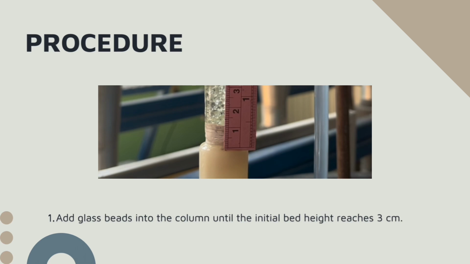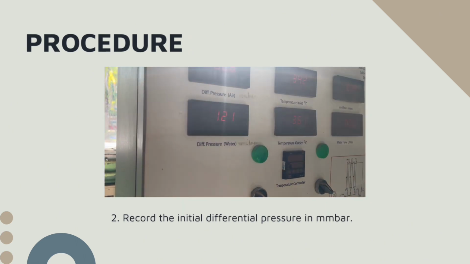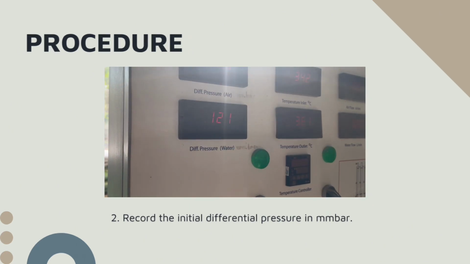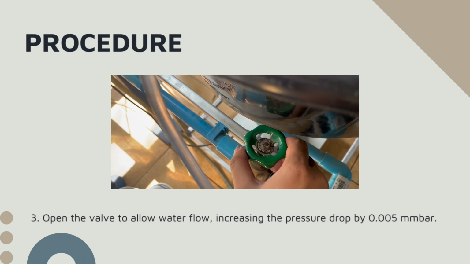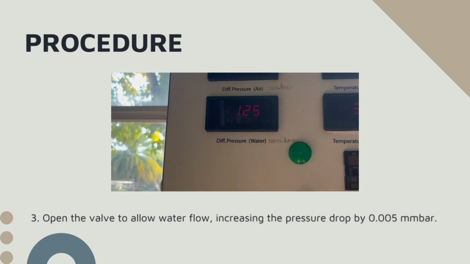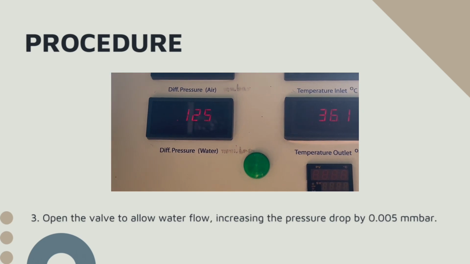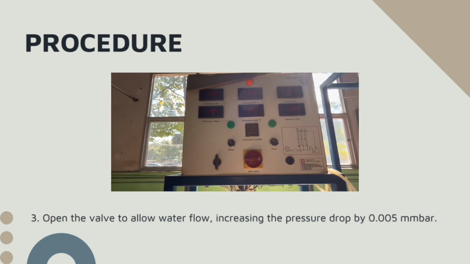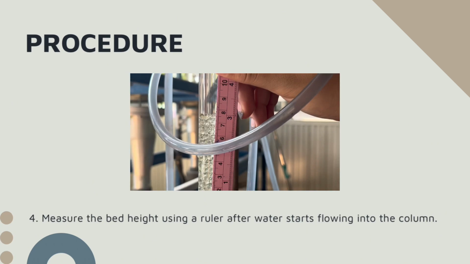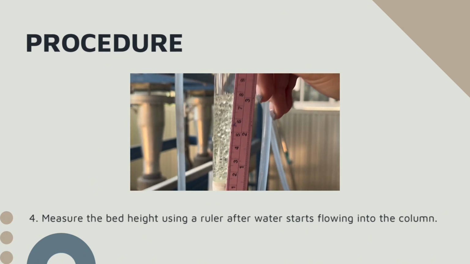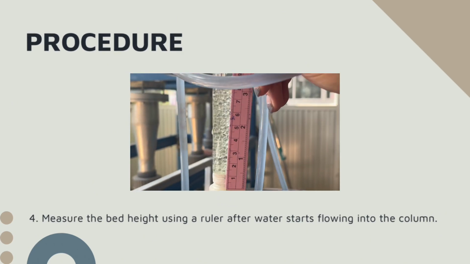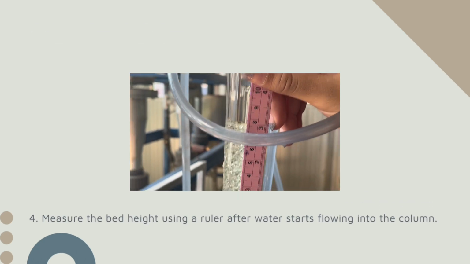The experimental procedure is as follows. 1. Add glass beads into the column until the initial bed height reaches 3 cm. 2. Record the initial differential pressure in millibar. 3. Open the valve to allow water flow, increasing the pressure drop by 0.005 millibar. 4. Measure the bed height by using a ruler after water starts flowing into the column.